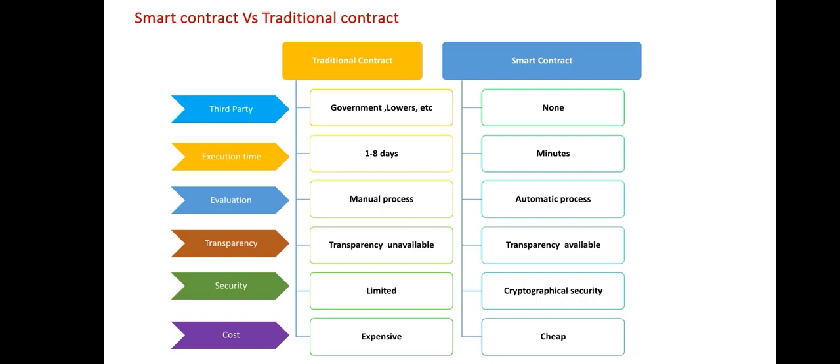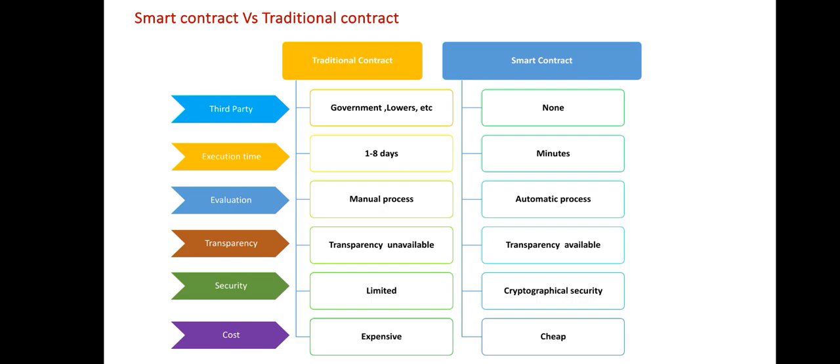Transparency provided by the traditional contract is totally unavailable. In the case of a smart contract, transparency is available. When we talk about the security of the contract, a traditional contract can provide only limited security. In the case of smart contracts, security is high, because cryptographic security methods are used.